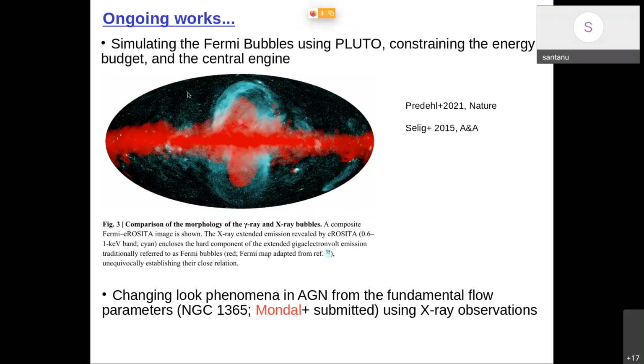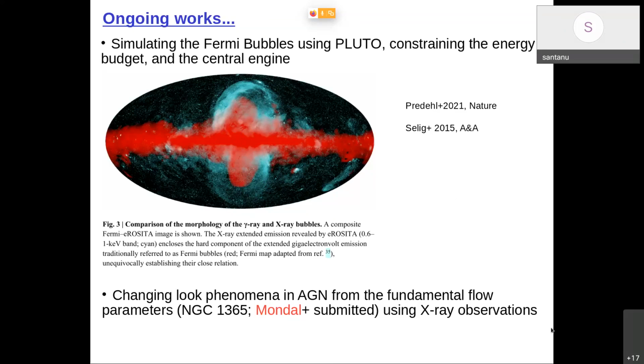In our study we are trying to simulate these Fermi bubbles and constrain what the energy should be, because there are models like star formation or AGN jets. They explain that the energy budget of these bubbles is quite high, around 10^55 or 10^56 erg. So we try to constrain that energy, and also see the morphology, how other parameters like the jet opening angle can change and produce this type of bubble. We are also trying to constrain whether it is from the jet or from star formation.